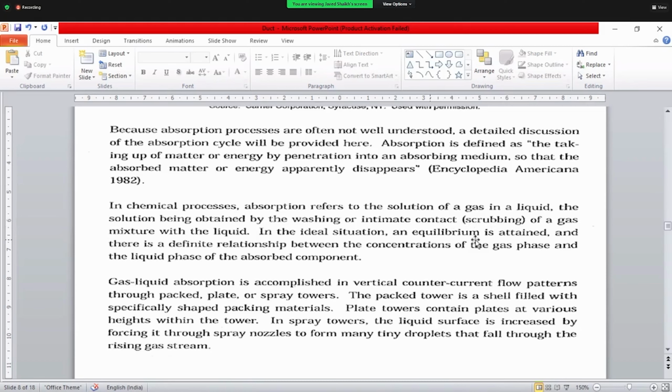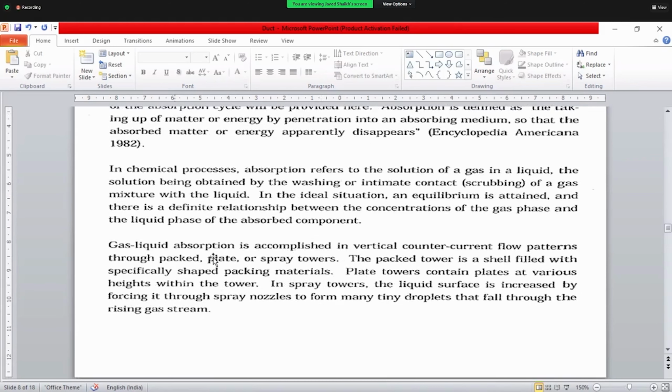In an ideal situation, equilibrium is attained, and there is a defined relationship between the concentration of the gas phase and the liquid phase of the absorbed component. Gas liquid absorption is accomplished in a vertical counter current flow pattern through a packed or plate tower. The packed tower is a shell filled with specifically shaped packing material. A plate tower contains plates at various heights within the tower. In a spray tower, the liquid surface is increased by forcing it through spray nozzles to form many tiny drops that fall through the rising gas stream.